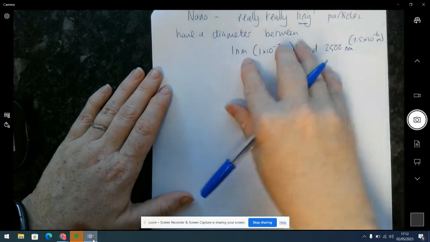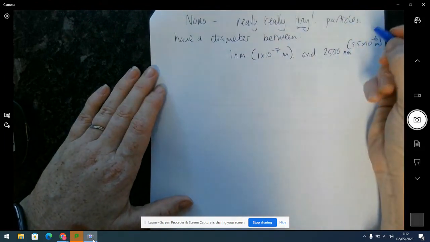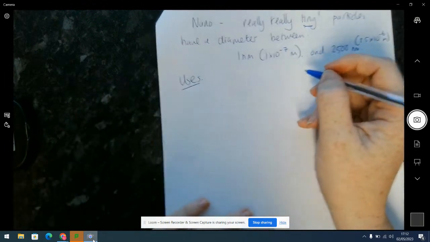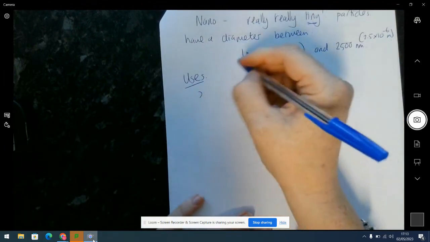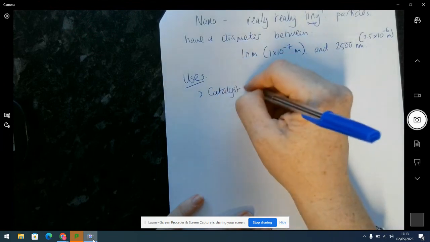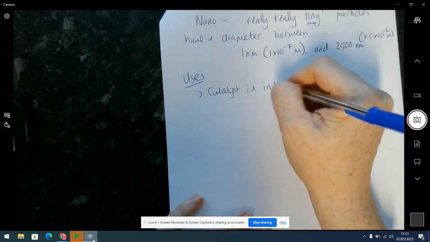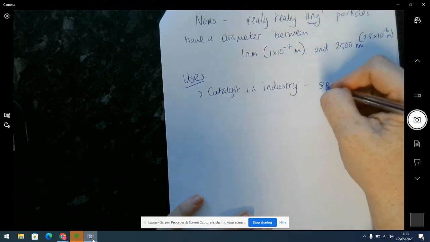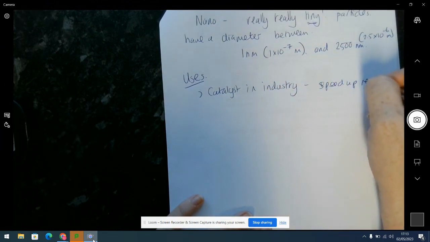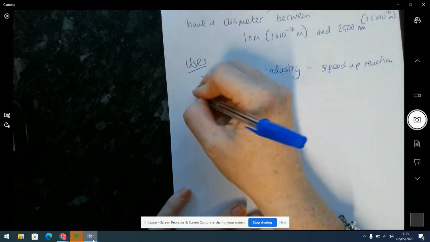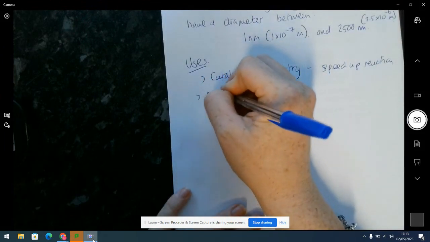Okay, and because they're tiny, they're used for a variety of different things. So we're going to look at the uses of nanoparticles. So the first use I want you to be aware of is that they're often used as catalysts in industry. So catalysts speed up reactions. So we can use nanoparticles to help speed up reactions. We also use them in nanomedicine.